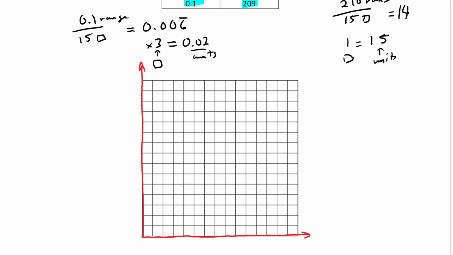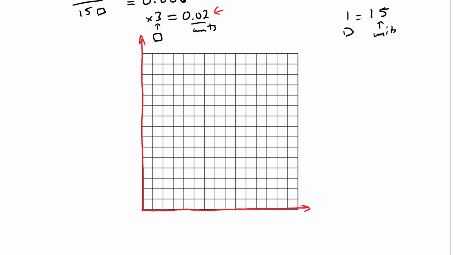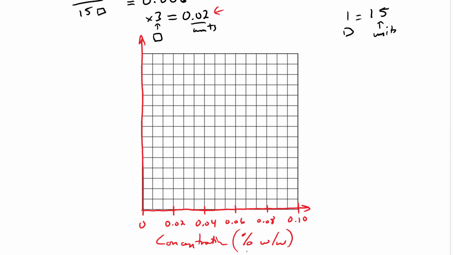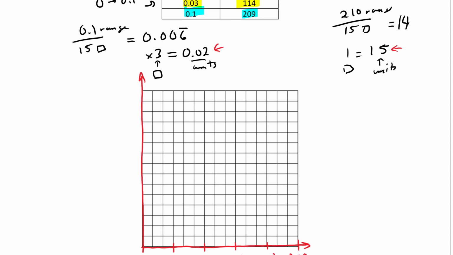We said that every 3 boxes will be worth 0.02. So 0, next up 0.02, next up 0.04, 0.06, 0.08, and 0.10. This is my concentration of acetic acid, and it is in percent weight by weight. If you don't quite understand what percent weight by weight is, don't worry. We'll cover that later on in this course, and you'll do it in your biology and your chemistry classes as well. For my vertical axis, I said every box would be worth 15.